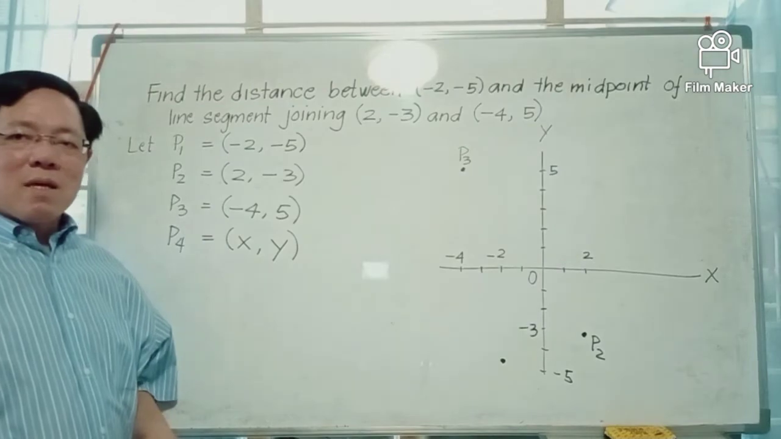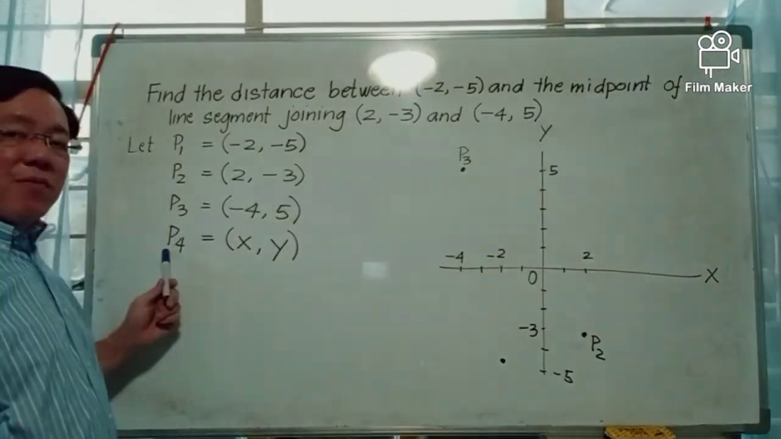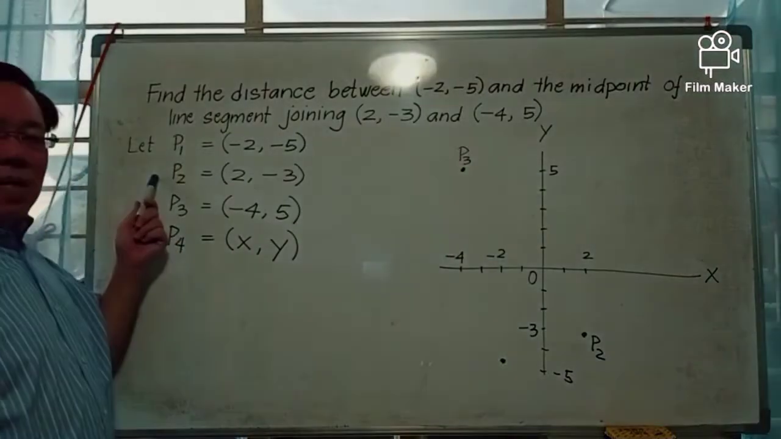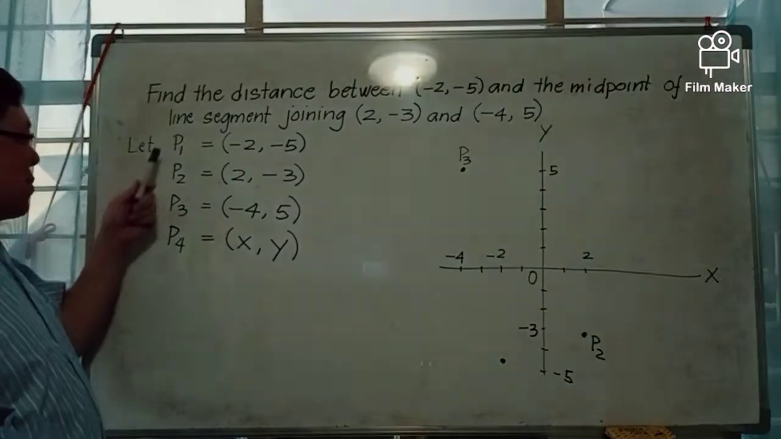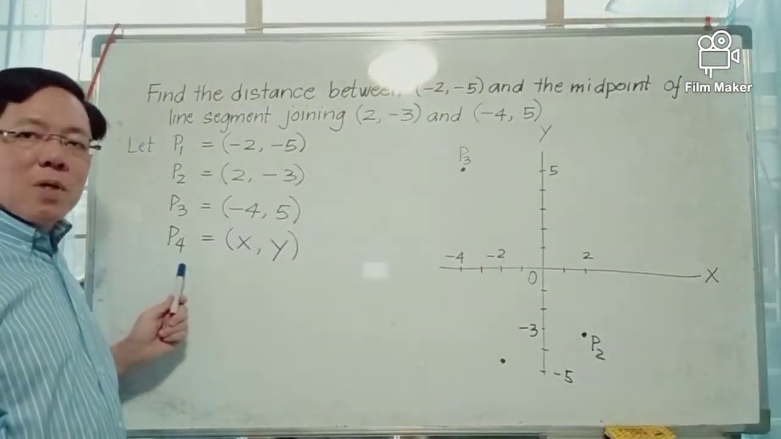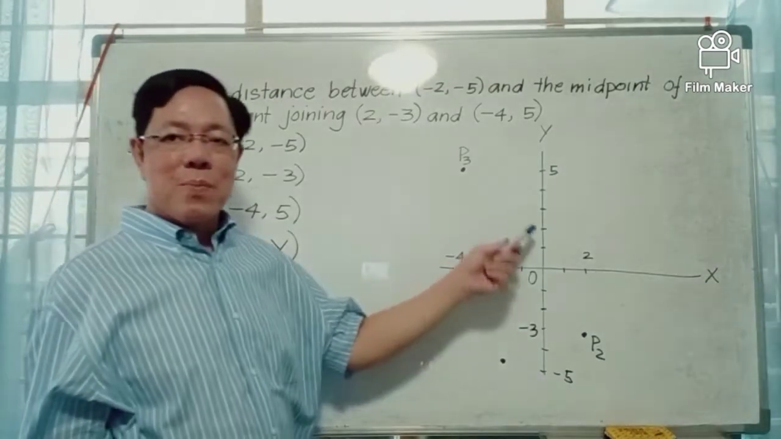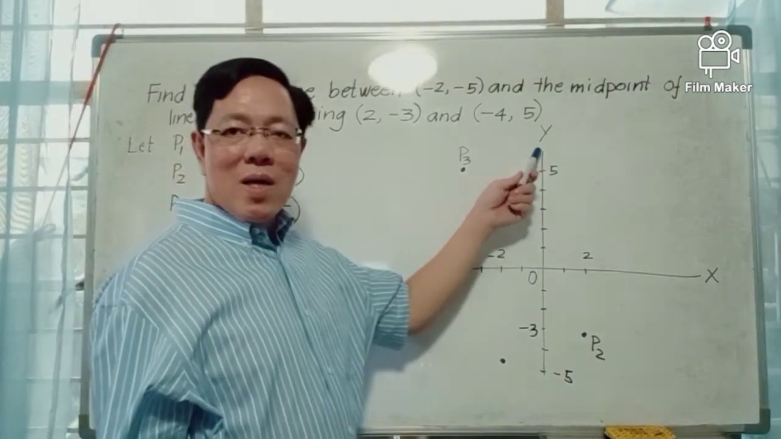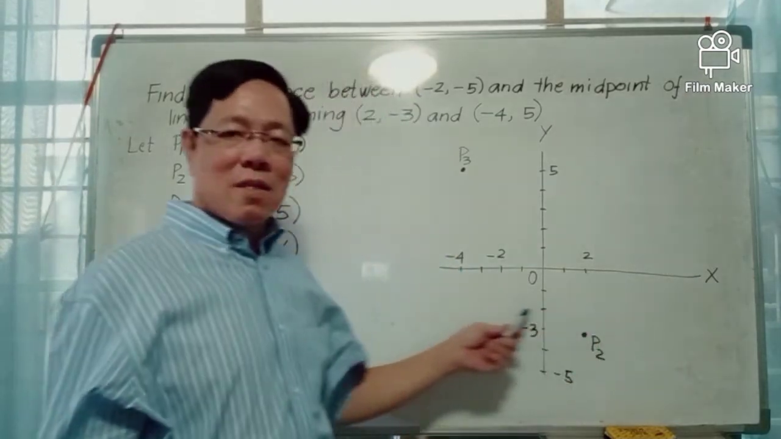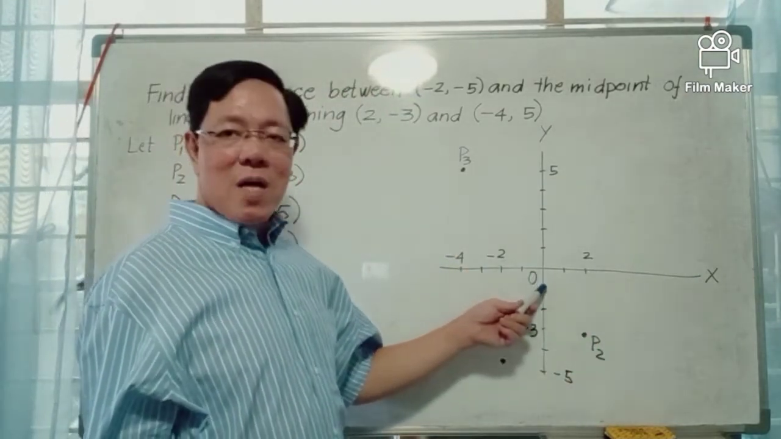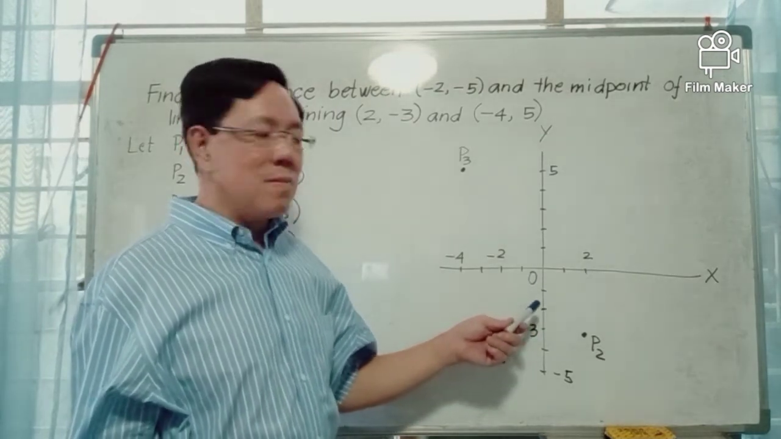First, we will get the coordinates (x, y) of the midpoint P4 of the line segment through P2 and P3. And then we will get the distance between P1 and P4. First, we plot these points in the Cartesian plane, where we write y in the vertical axis and x in the horizontal axis. At the intersection of the axes, we write the point 0, or the origin.